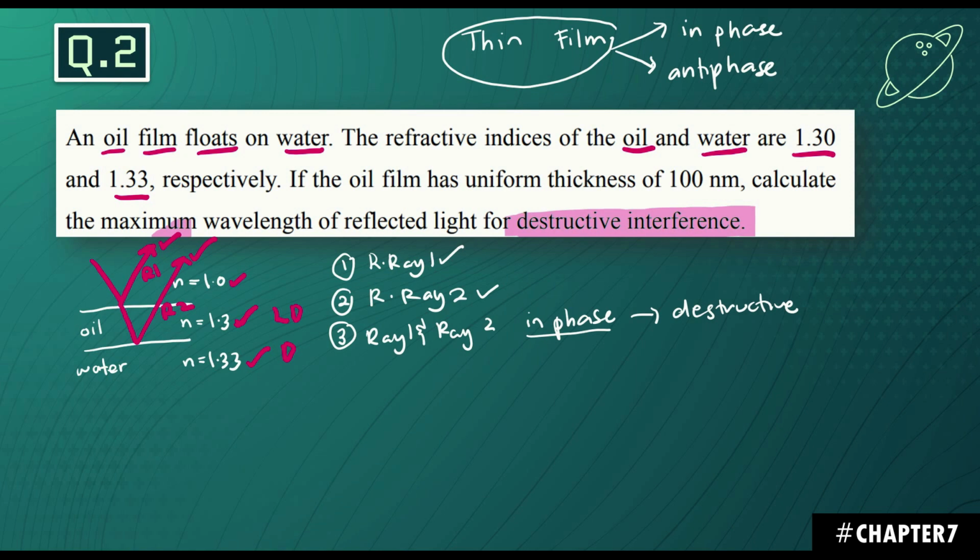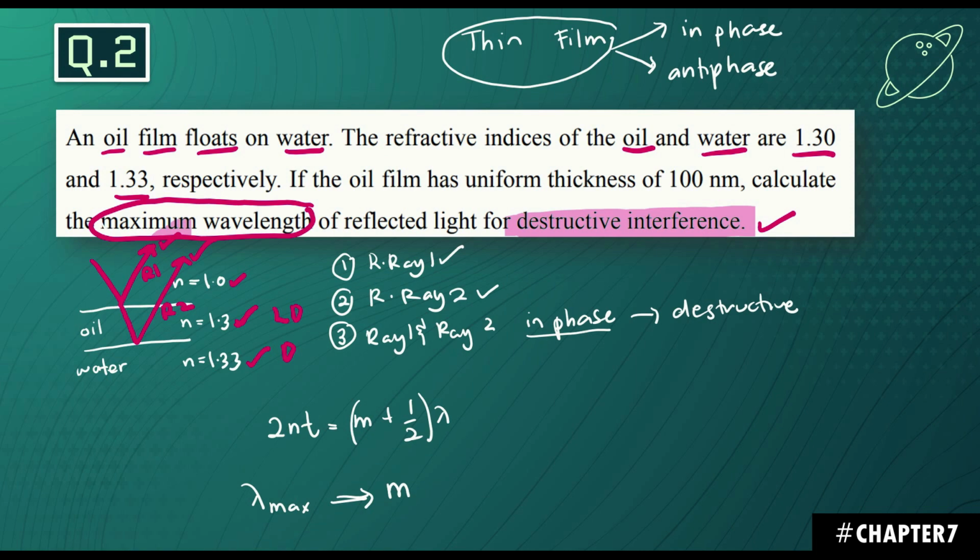So we are applying the equation to find the maximum wavelength, destructive interference. The equation that we are supposed to use is 2nt equal to (m plus half) lambda. To get maximum wavelength, it means your order number is minimum. So in this case, it is supposed to be m equal to 0.